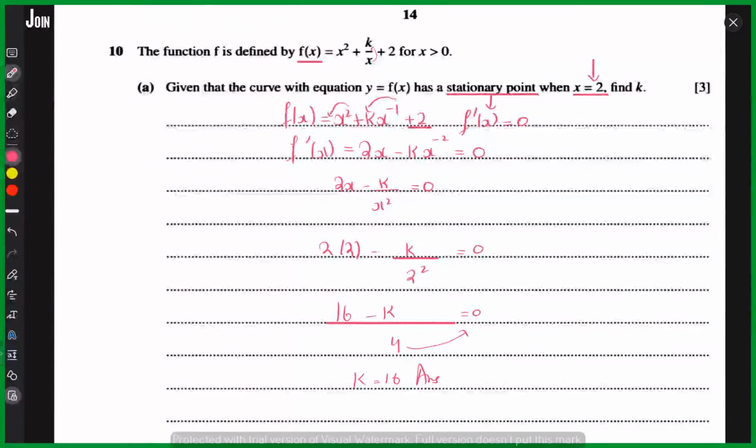Whenever you come across stationary point, think about dy by dx. Nature of stationary point, second derivative, d2y by dx2. And that is it. These are the only two underlying ideas you need to remember, and you should be able to talk about past papers, okay?